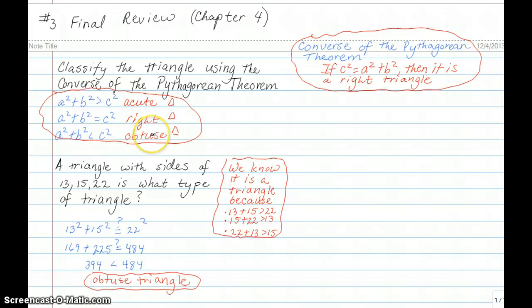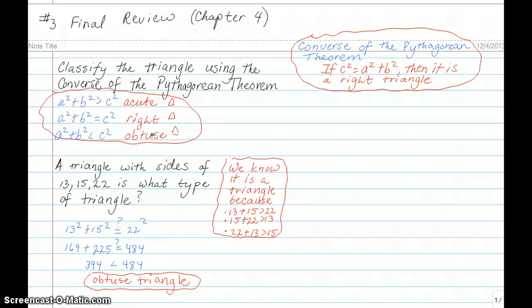You're going to need to know those patterns. They won't be given to you. Okay, so we have a triangle with the sides of 13, 15, 22. And we're looking for what kind of triangle it is. So a triangle with sides of 13, 15, 22 is what type of triangle?